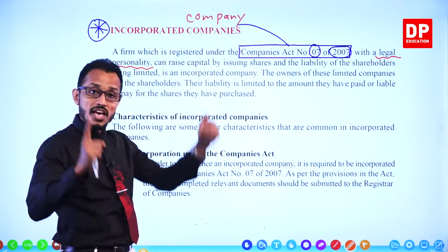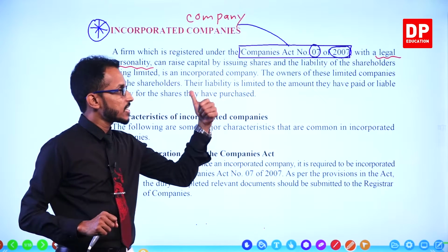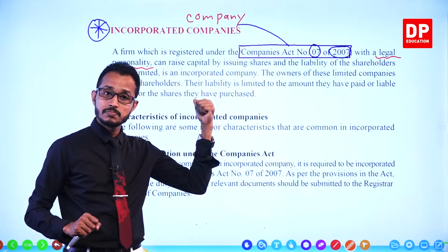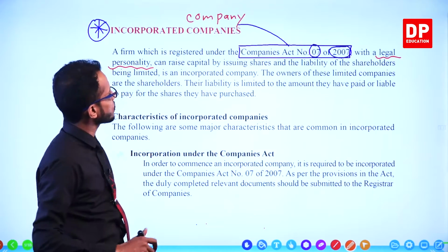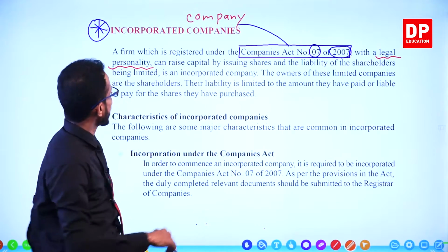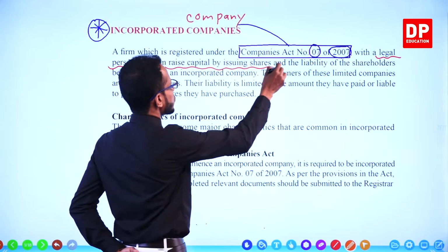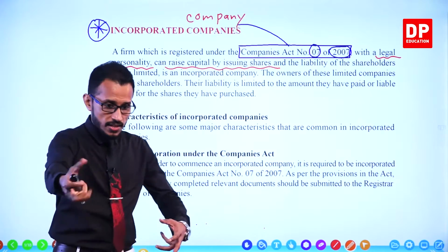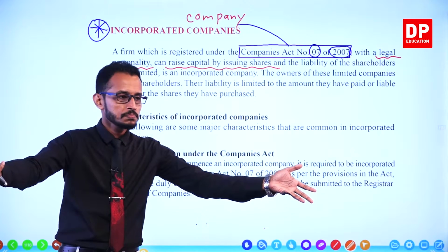These organizations have a personality. Legally, they are considered as persons. Interesting, right? That is called legal personality. And they can raise capital by issuing shares. Issuing shares, the company collects the capital from the shareholders. Shareholders are the owners. Okay.